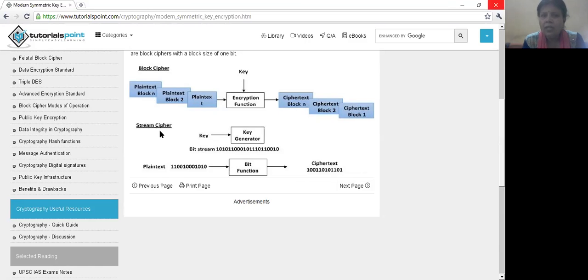Now next, see what a stream cipher is. In the stream cipher, suppose we have a bit stream. Can you see a stream of binary digits? Now there is a key generator. When we apply the plain text as input, we apply the bit function and this we get as the ciphertext. So this is how a block cipher and a stream cipher function.